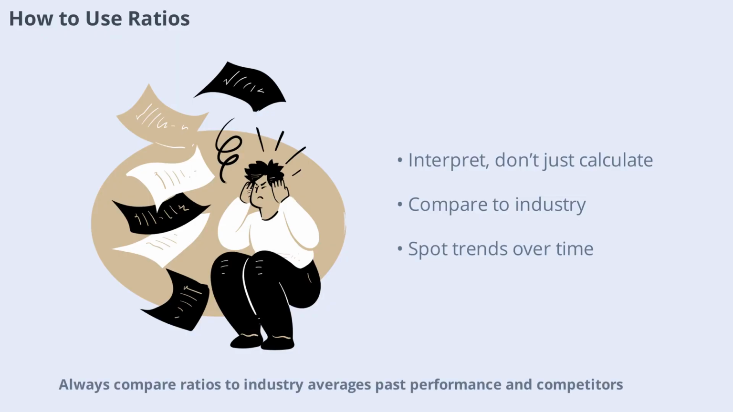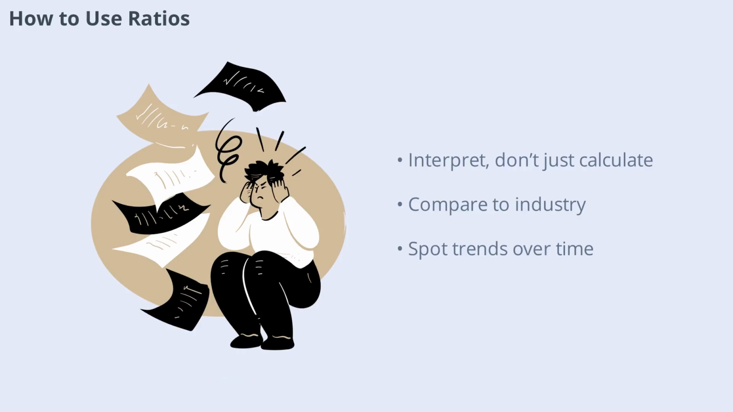Always compare ratios to industry averages, past performance, and competitors. Look for trends over time, not just single data points. This approach gives you a clearer picture of a company's strengths and weaknesses.